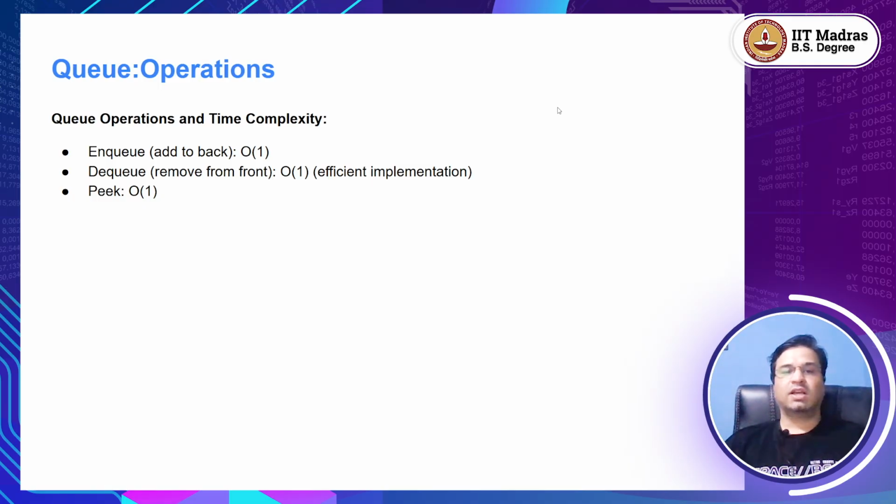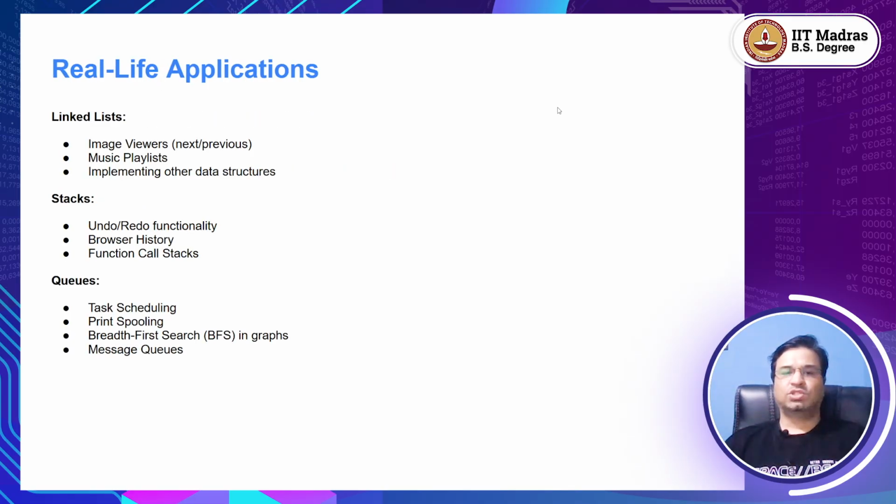Queues are essential for managing tasks in order, such as processing requests, managing print jobs, or handling messages in an application. Okay, so where do we actually see these data structures in the real world of programming?